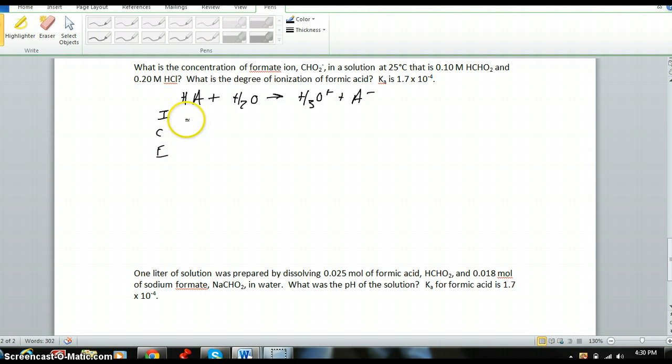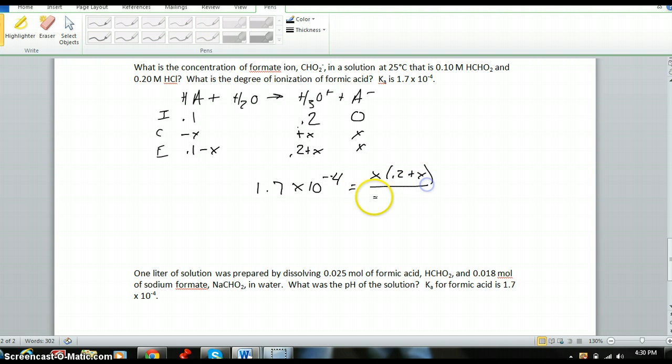Now it tells me that originally my acid is 0.1. It also tells me I have a 0.2 molar HCl. Remember, HCl is a strong acid that completely breaks apart into two things, H and Cl. And in this case, H is H3O+. So I add 0.2 to begin with here. I have 0 of this still. Then the ICE chart just fills in just like how it normally would. Minus x, plus x, x, x. I know what Ka is, so Ka is 1.7 times 10 to the negative 4th equals x times 0.2 plus x over 0.1 minus x.